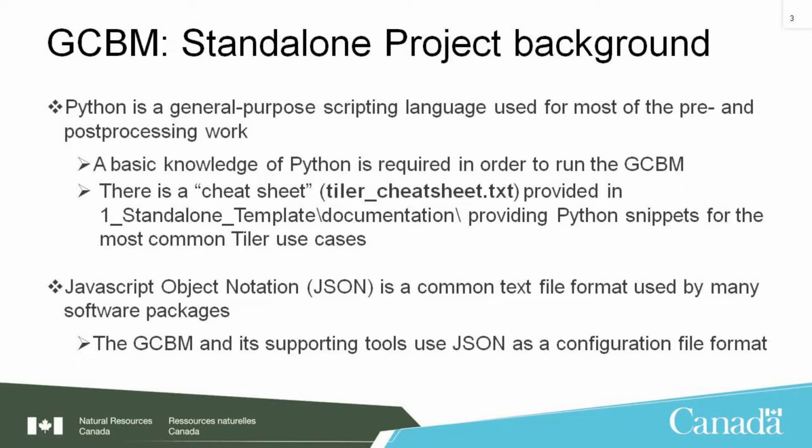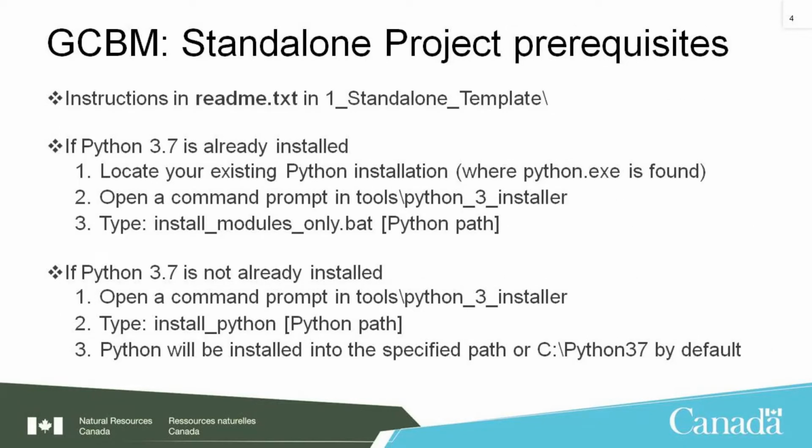The configuration files for the GCBM are in JSON format, which stands for JavaScript Object Notation. It is a common text file format used by many software packages. The GCBM and its supporting tools use JSON as a configuration file format. There are a few prerequisites to run the standalone project in the GCBM.